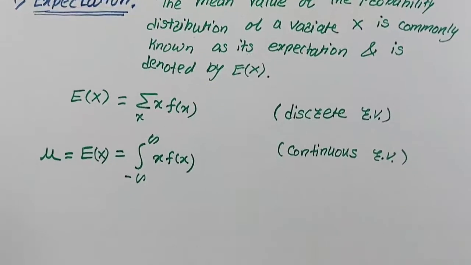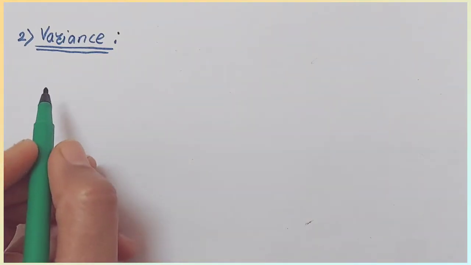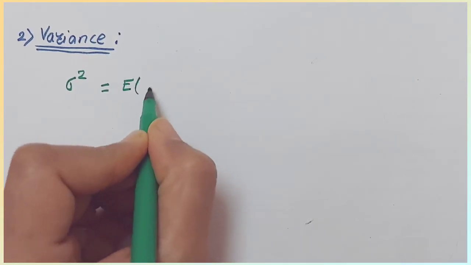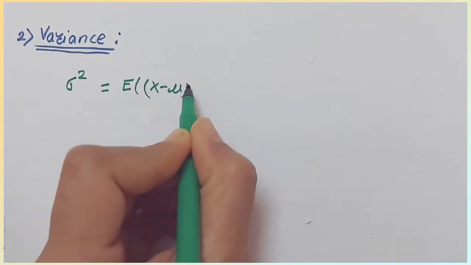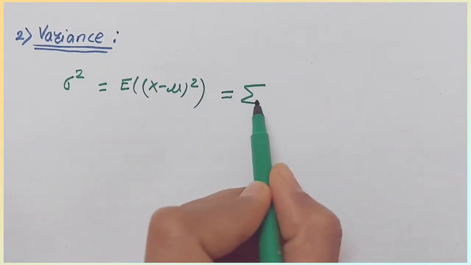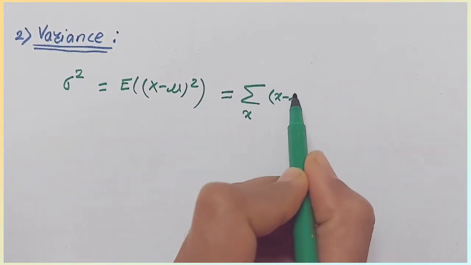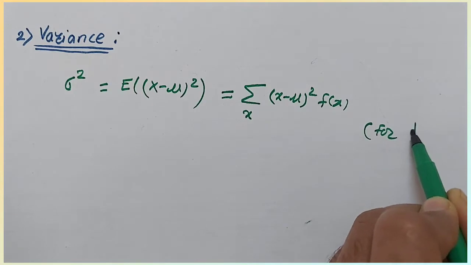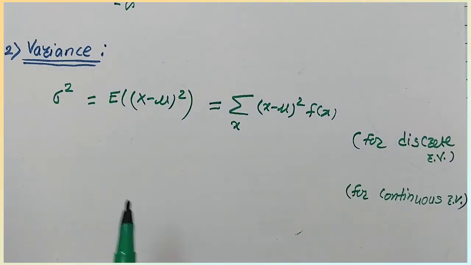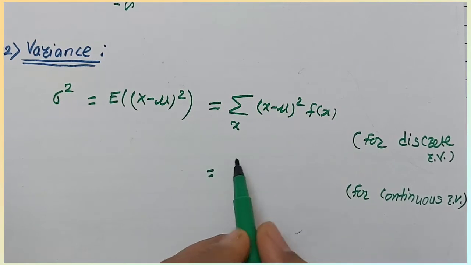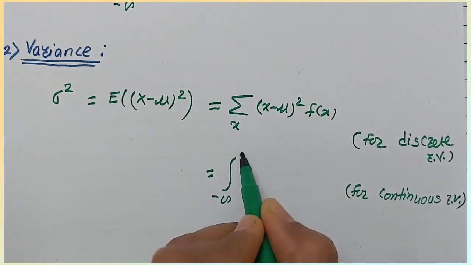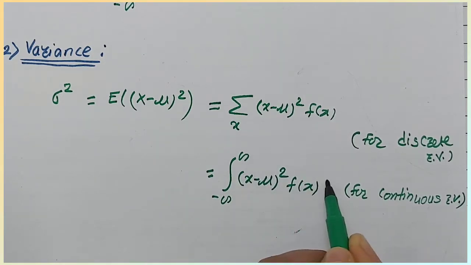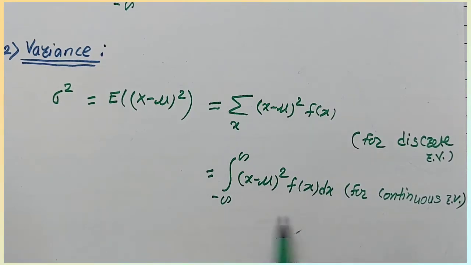Now next we discuss variance. Variance of a distribution is denoted by sigma square, and it is defined as expectation of (x minus mu) whole square. That is, the summation over x of (x minus mu) square into f of x. This is for a discrete random variable. And for a continuous random variable, sigma square equals the integral from minus infinity to infinity of (x minus mu) whole square f of x dx. This is for a continuous random variable.